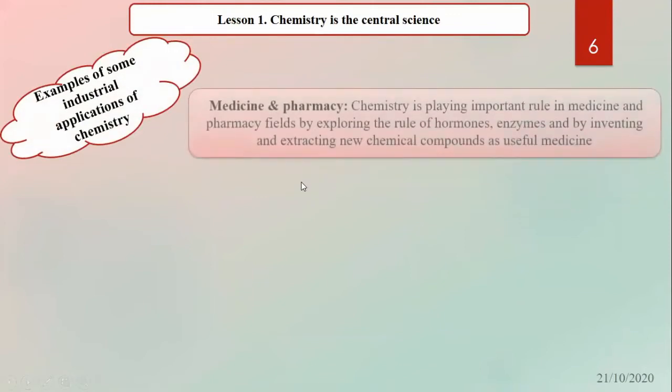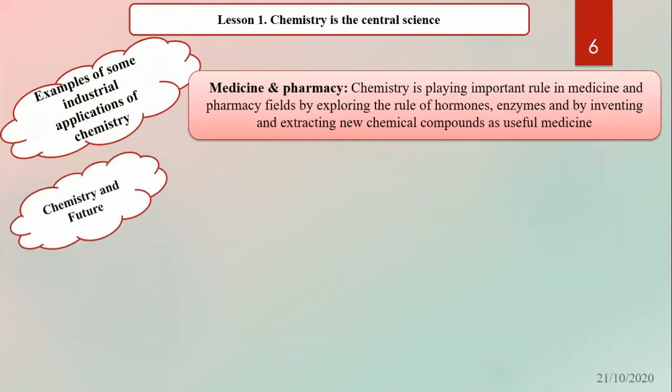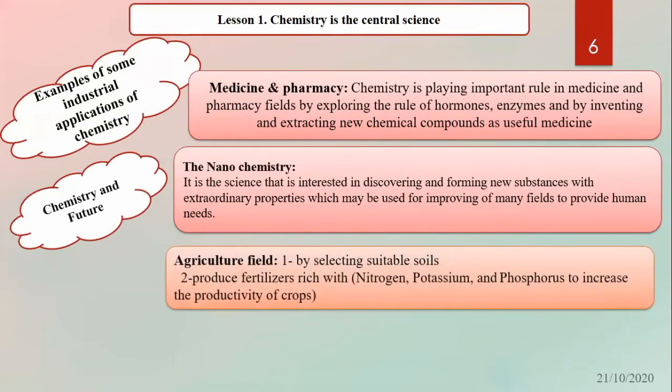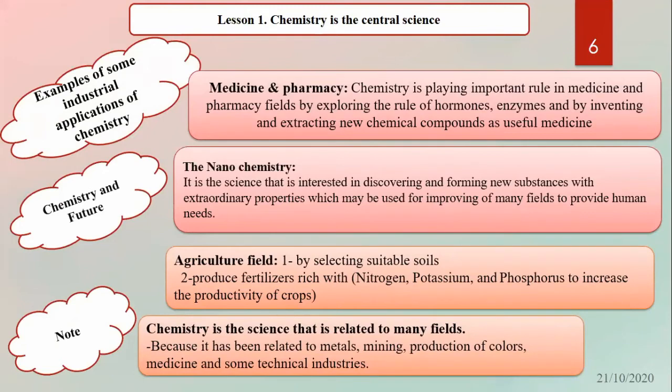Now, let's take some examples of industrial applications of chemistry, like medicine and pharmacy, nanotechnology and nanochemistry, and the agriculture field, okay? But you have to know very well that chemistry is the science that is related to many fields, because it has been related to metals, mining, production of colors, medicine, and some technical industries, okay?